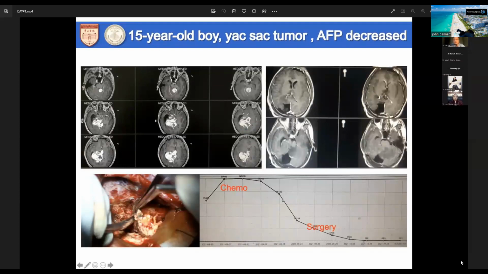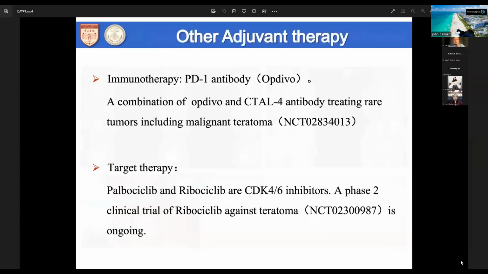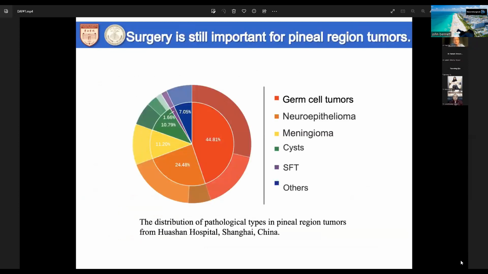The patient's AFP decreased a lot. So this kind of pineal region tumor is quite challenging. There are also some adjuvant therapies right now, but they are still ongoing in clinical trials. So for pineal region tumors, surgical resection is still very, very important. This is the summary of our pineal region tumor resection in our department.